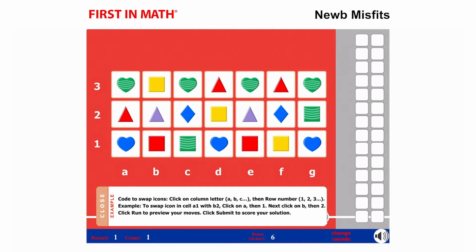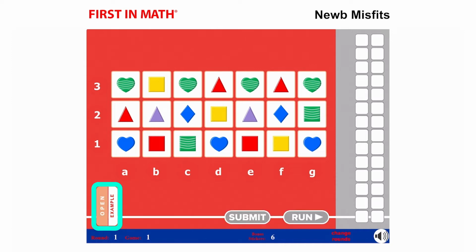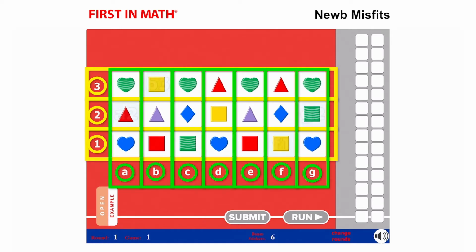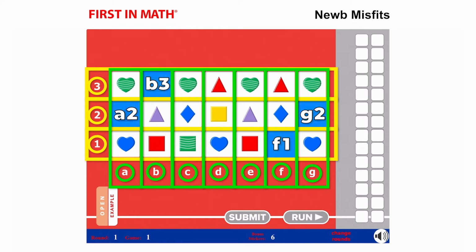This shows you how to enter the code so the computer can move the pieces. Click the box again to hide it. When you begin, analyze the patterns in each row and figure out which pieces you need to move to create the correct pattern. Notice each row is labeled with a number and each column with a letter. Use these to enter a code that tells the computer to move a piece from one cell to another.